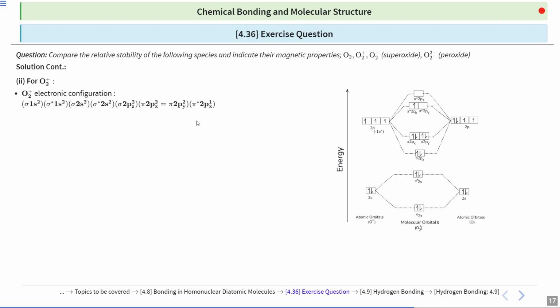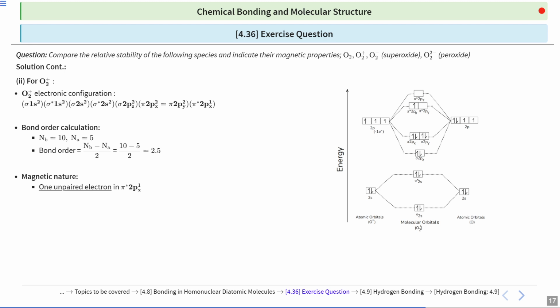Now, coming on to the bond order calculation. Since we have removed an electron from the anti-bonding, the total number of anti-bonding electrons will now be 5. What about the bond order? 10 minus 5 over 2 will be 2.5. Then about the magnetic nature: there is 1 unpaired electron present in pi star 2px. So it will be paramagnetic in nature.